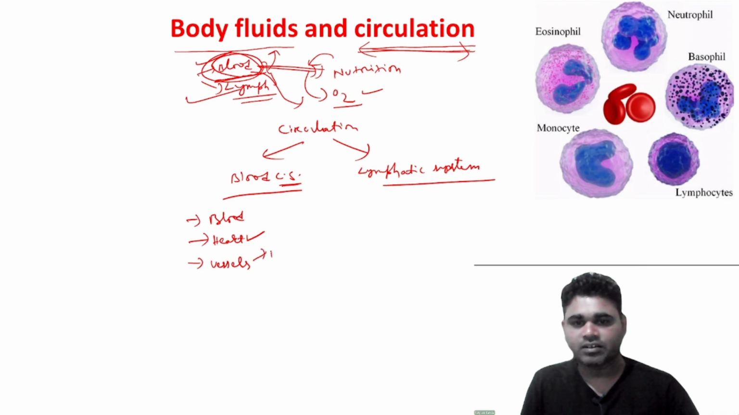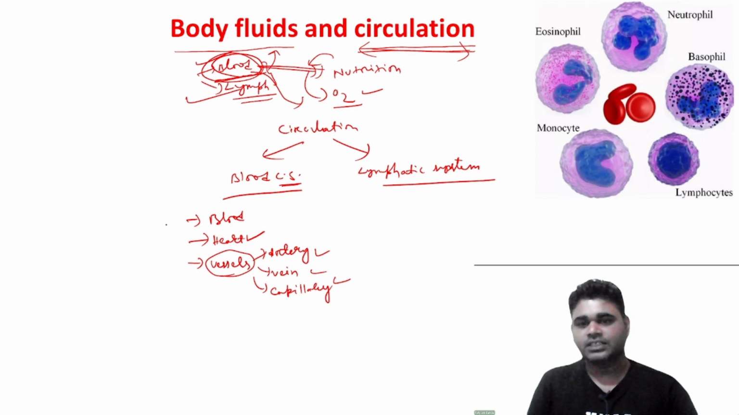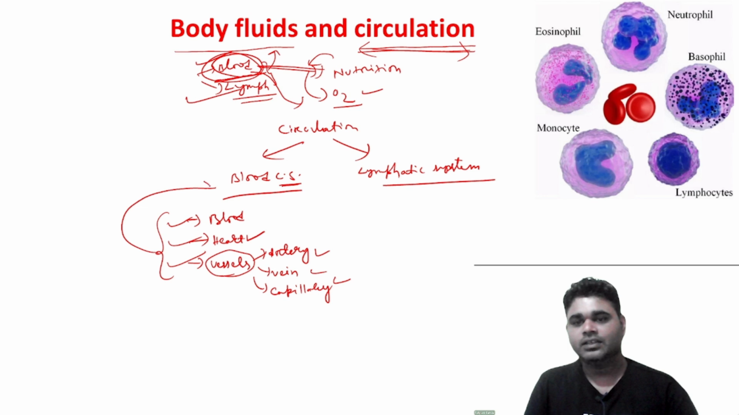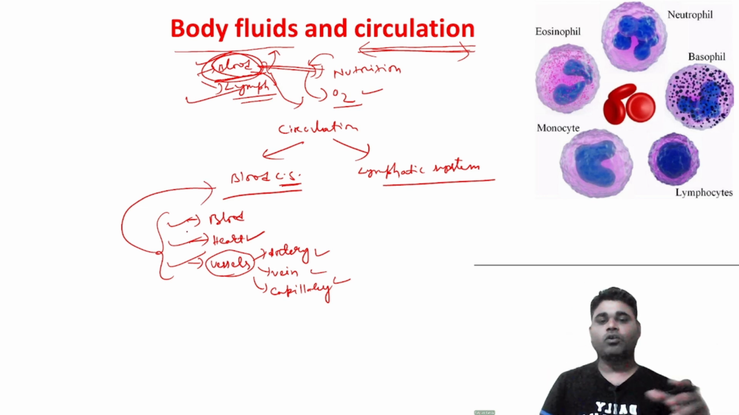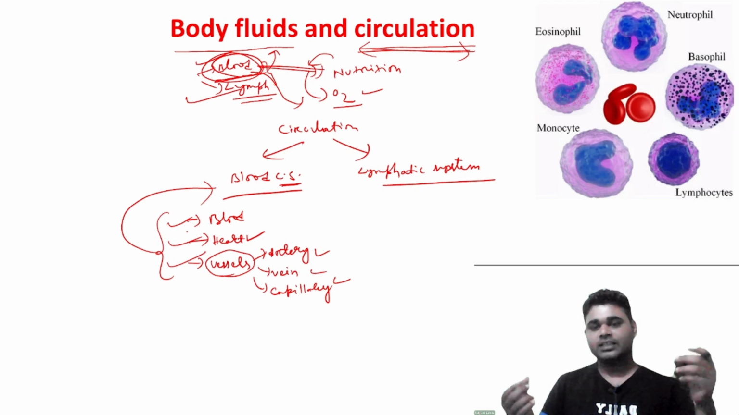One is called the artery, another is called the vein, and the third one is called the capillary. Now these arteries, veins, and capillaries are called the vessels. These three parts, that means blood, heart and the vessels, are included in the blood circulatory system.